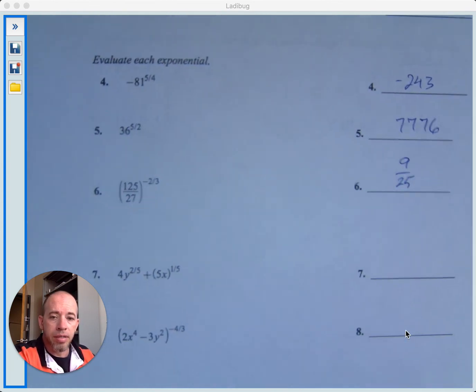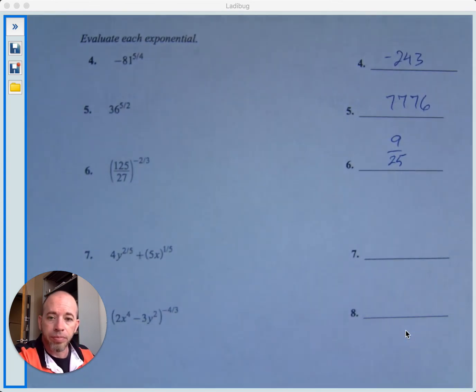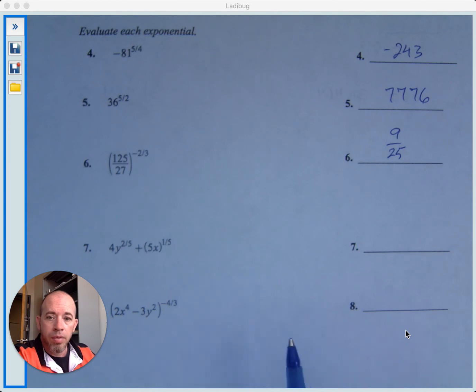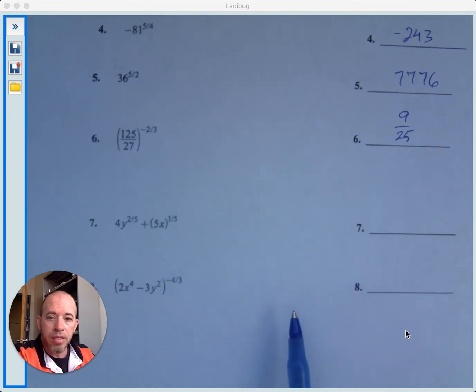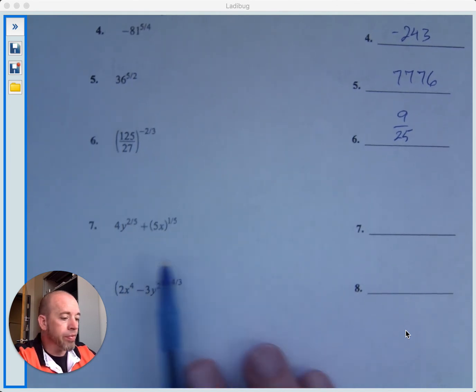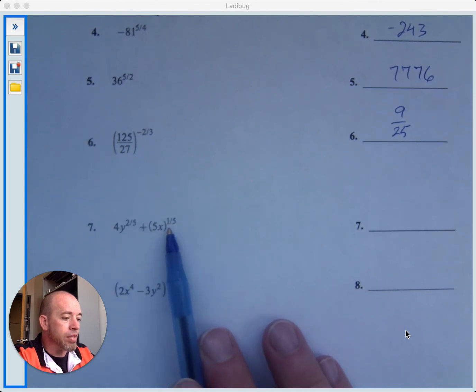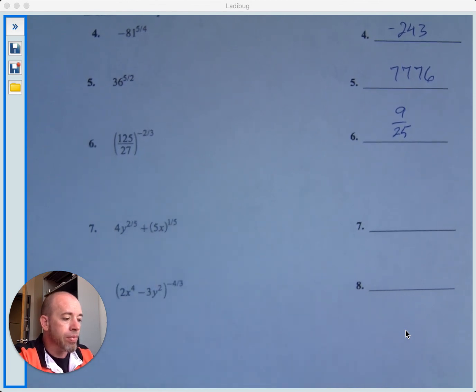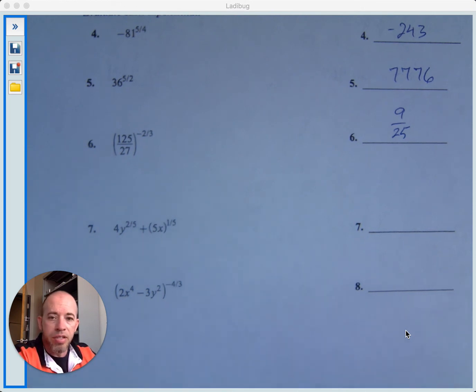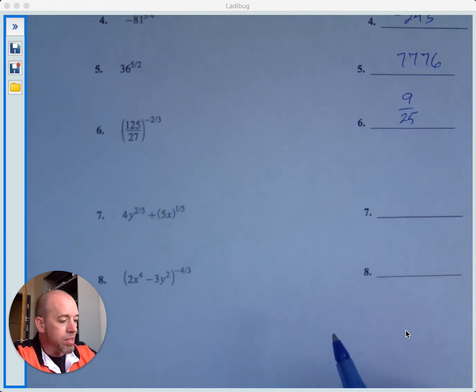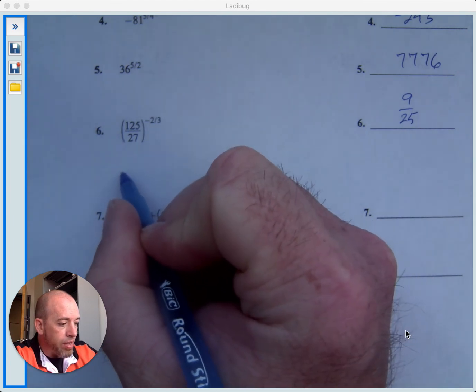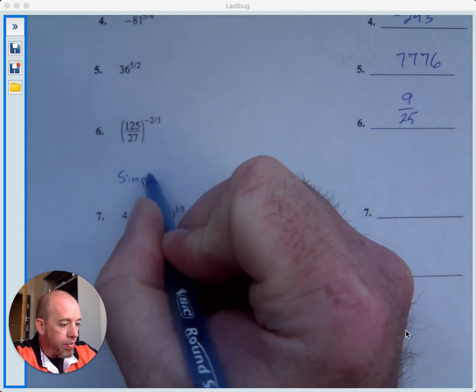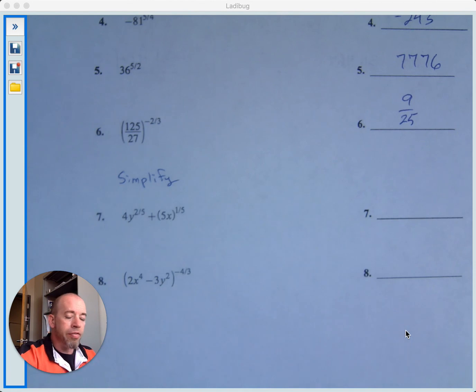Alright, so let's look down here. What are we doing? We're asked to evaluate this exponential expression. Let's see. 4y to the 2/5 plus 5x to the 1/5. So I think there's no way to evaluate these. In fact, I should have a different set of instructions, and maybe I should say to simplify these, if it's possible at all.